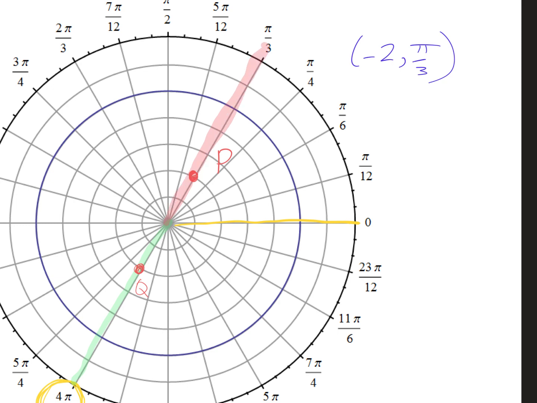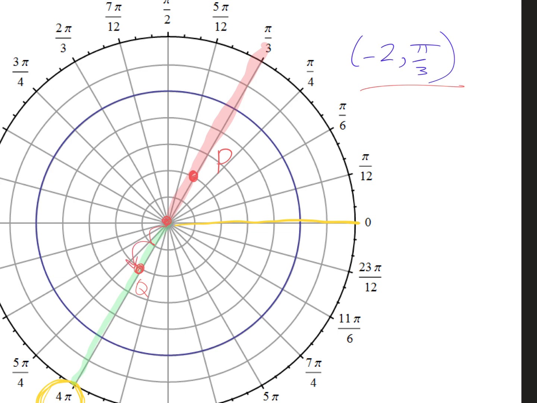If I come here, I'm at pi over 3, right? So I go to the pole and I'm going to go, oh, pi over 3, but I don't go towards pi over 3. It's telling me, negative, stay away. So I'm going to go which way? I'm going to go backwards and I end up right there.